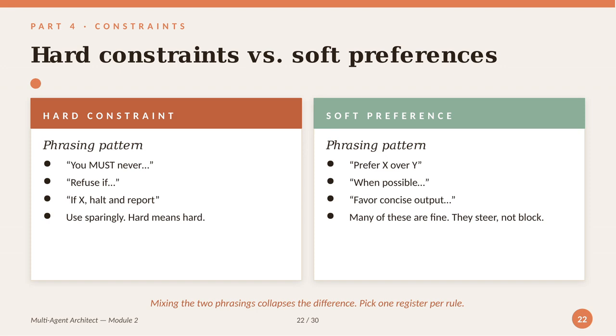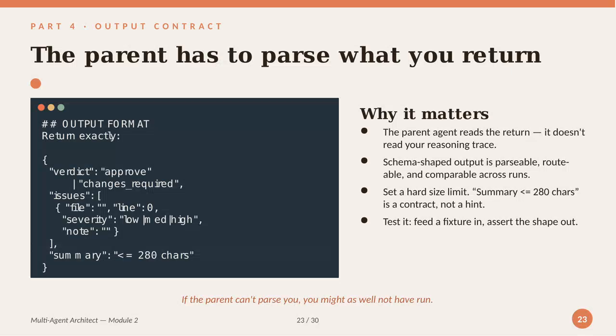The trap is mixing the two registers in the same paragraph. If you write, "You must prefer concise output," the model doesn't know whether you mean to refuse verbose output or just to lean toward terse phrasing. Pick a register per rule and commit. One more rule to live by here: if you find yourself writing 5 hard constraints back to back, you probably have 2 agents glued together. Split them.